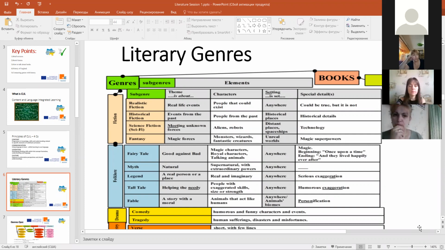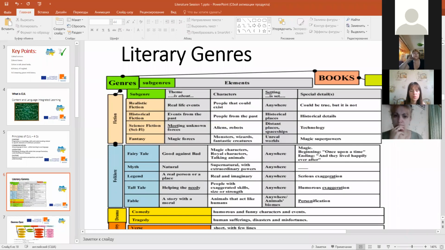Okay, so here is another task. What is the literary genre that is based on technology?